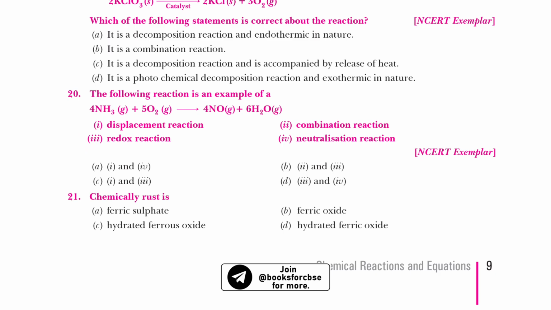Next, what is the chemical formula of rust? Question number 21. Rust is hydrated ferric oxide, which is Fe2O3 with x water molecules.